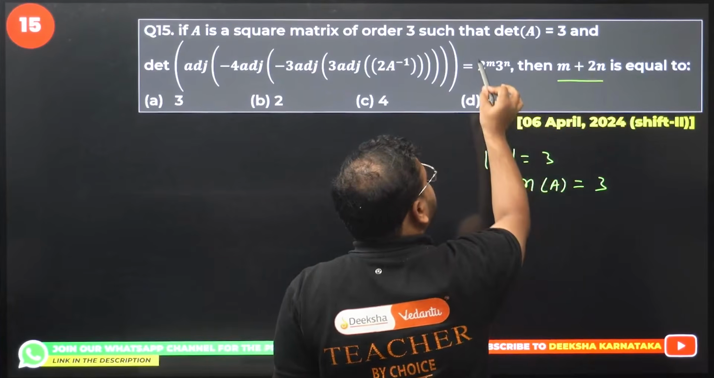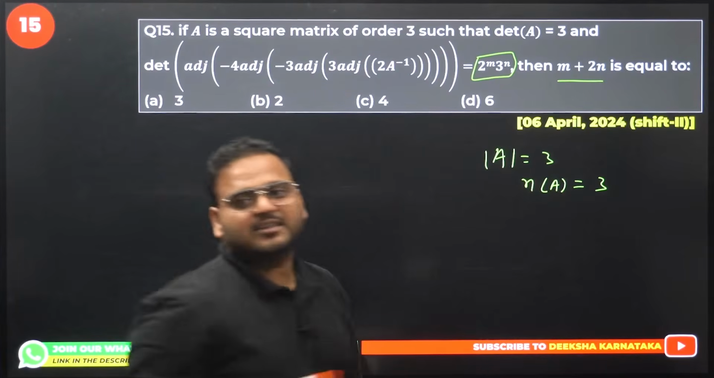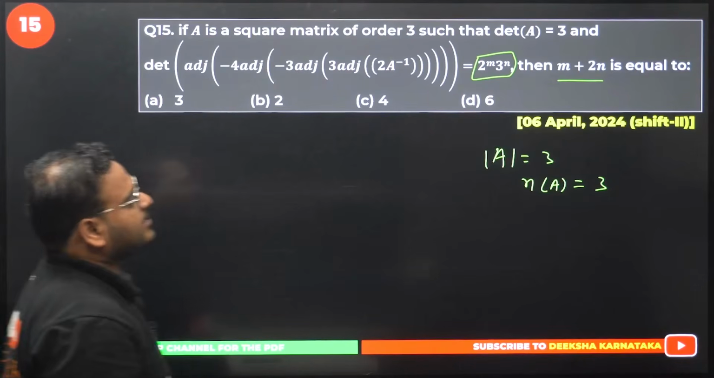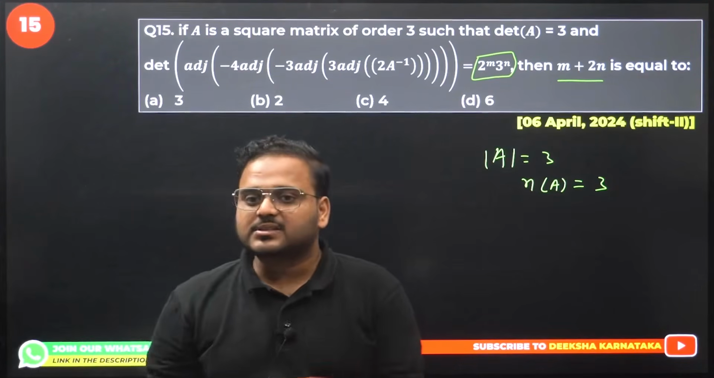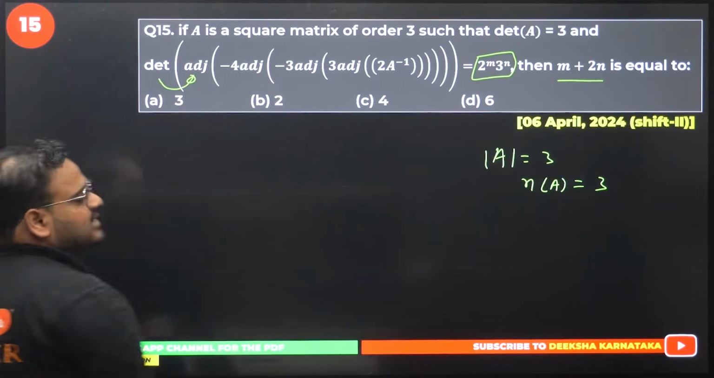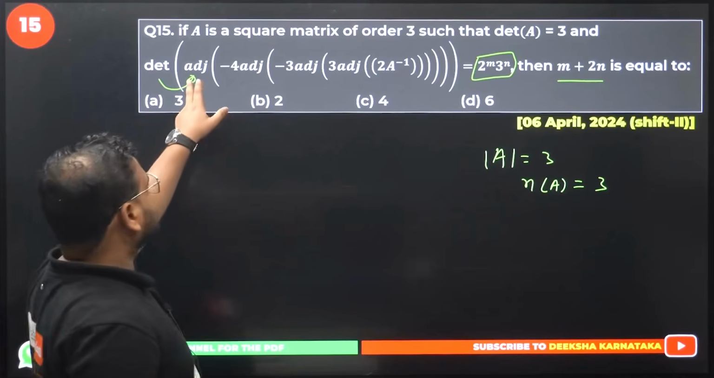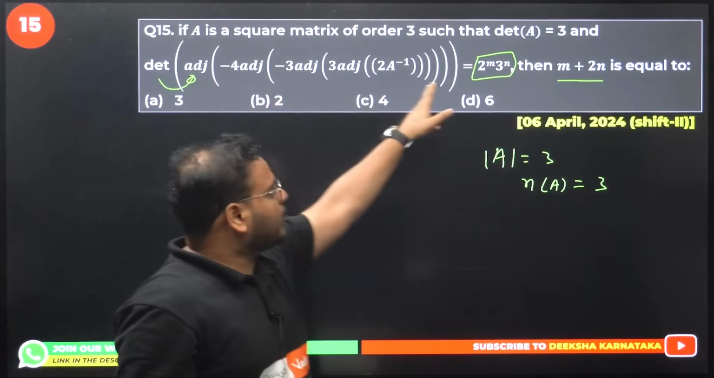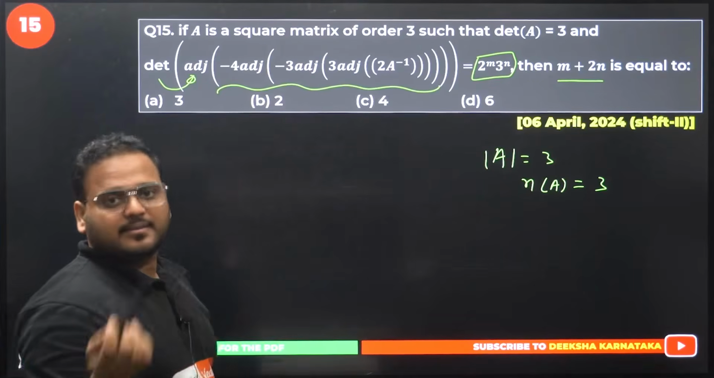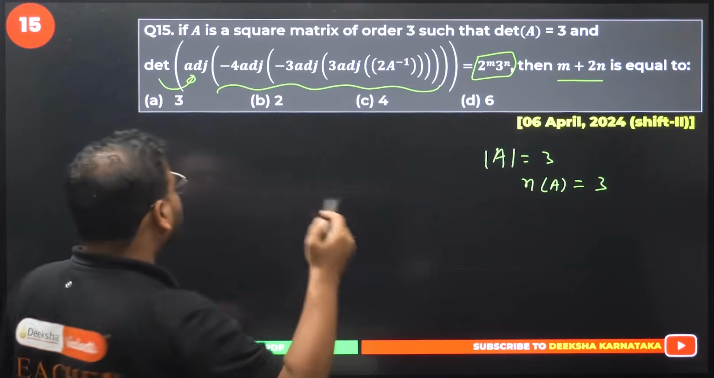When you compare this with the index of the prime factors 2 and 3, the index of 2 is m and the index of 3 is n. Alright, so again, start from this part. Determinant of this adjoint will make the other adjoint inside it a square, because one adjoint means 1 times power 2.